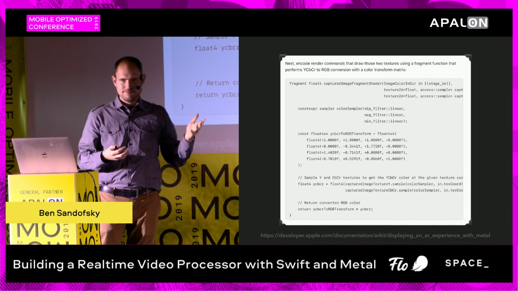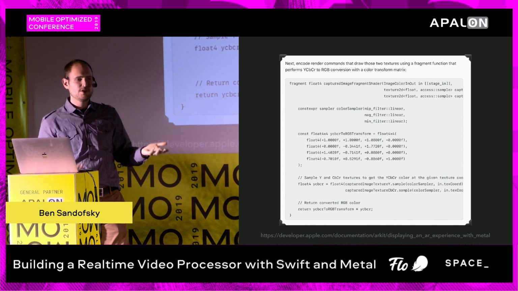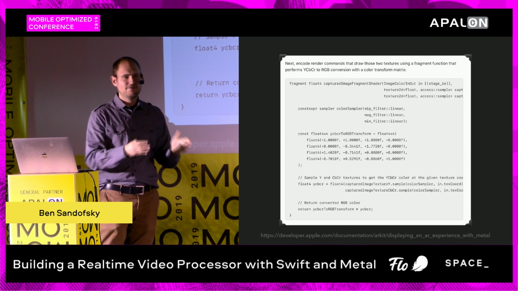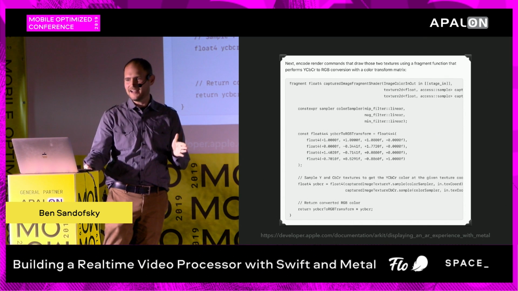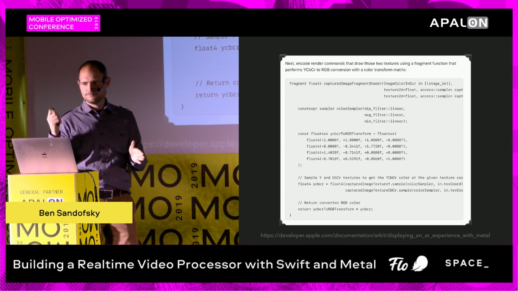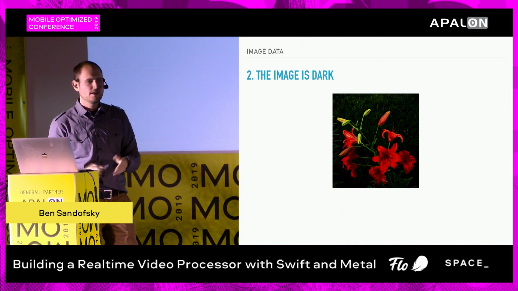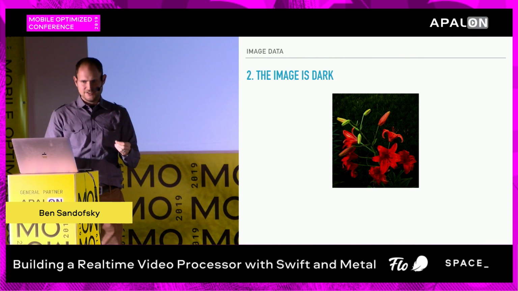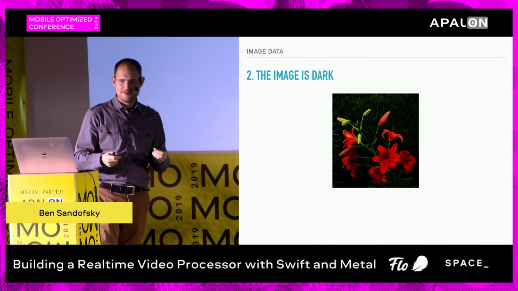Why does ARKit do YUV? Why does the system use YUV? Well, it goes back to performance. If you're shuffling around half the amount of data, that gives you more bandwidth to be shuffling around other important content. Cool. So great, we've got a color image, but it's dark. Why is it so dark? Okay.